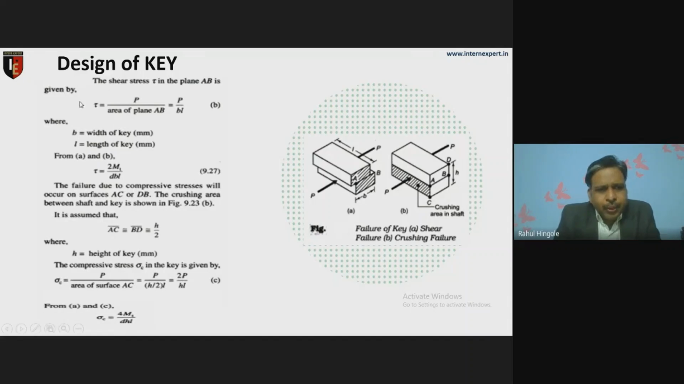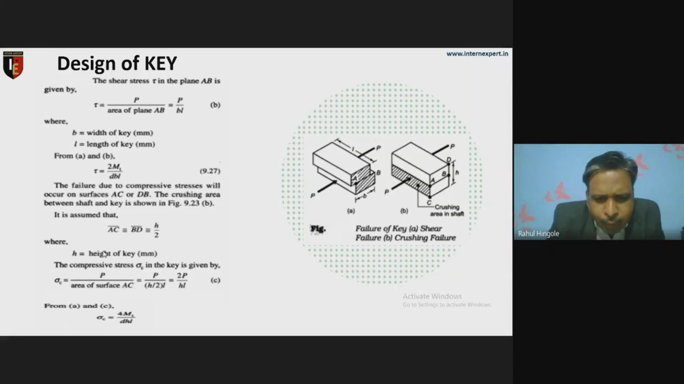Here, failure due to the compressive stress will be on the surfaces AC and DB. They show that compressive types of stresses are there. Due to the compression, compressive stresses, you may call them crushing stresses, are involved. Therefore, the crushing area is between the shaft and the key. So AC equals H by 2, where H is the height of the key. Therefore, sigma C equals force divided by the area under AC, so P divided by H by 2 into L, half of the height into L. This becomes 2P divided by HL.